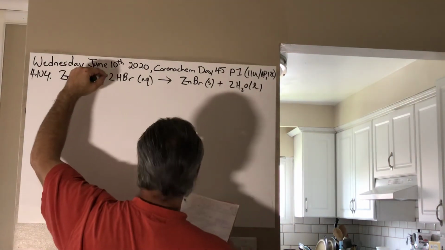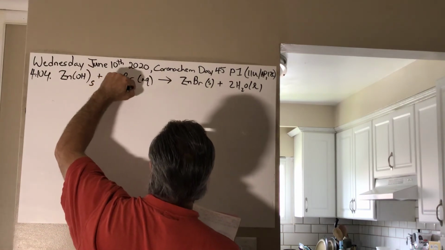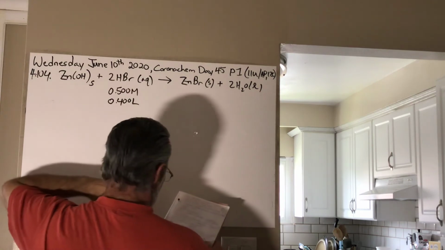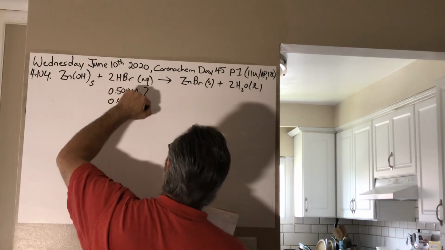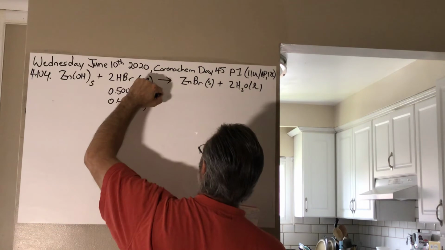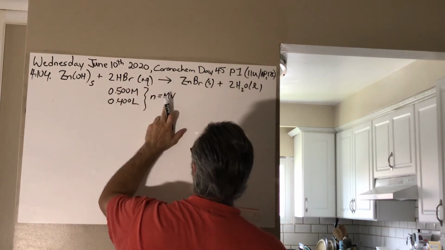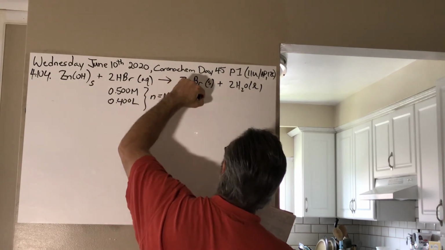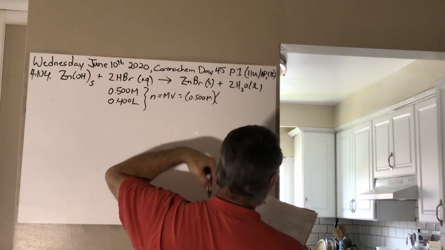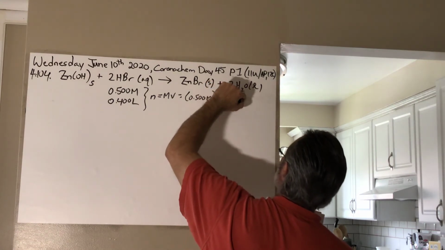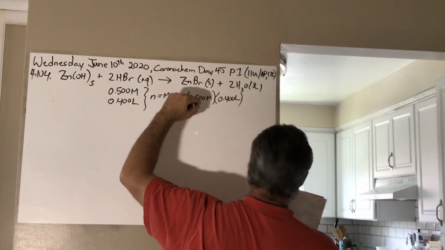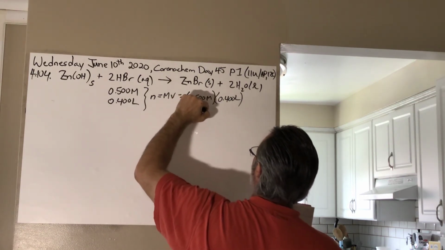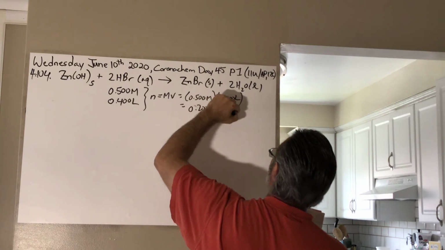We have a concentration of 0.5 molar of hydrobromic acid, and we've added 0.400 liters of that solution. So the number of moles of hydrobromic acid is given by n equals M times V, where M is the molarity and V is the volume. That's 0.5 molar times 0.4 liters of solution, or 0.200 mole of HBr present.